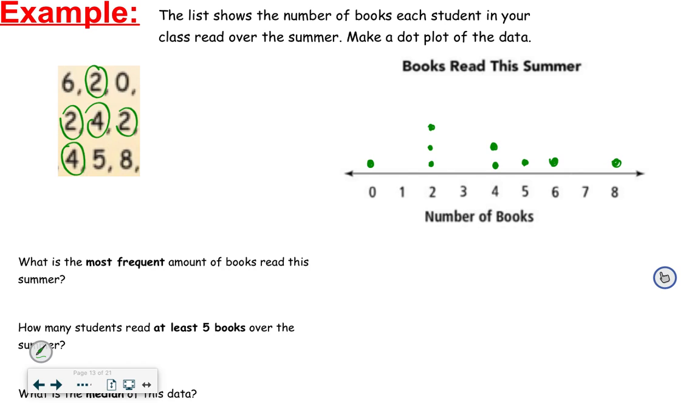So as you see here, the most frequent amount of books read this summer is 2 books, because there are 3 students read. So what is the most frequent amount of books? Which is 3 books.